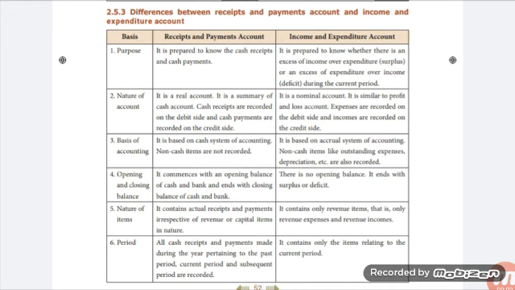Next point, period. All cash receipts and payments made during the year pertaining to the past period, current period and subsequent period are recorded on receipts and payments account. Income and expenditure account contains only the items relating to the current period.